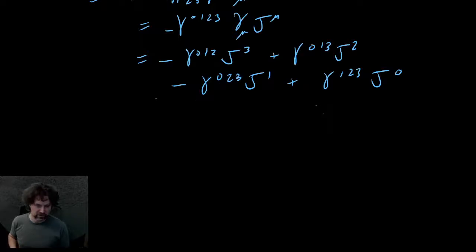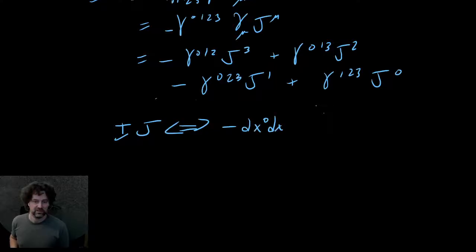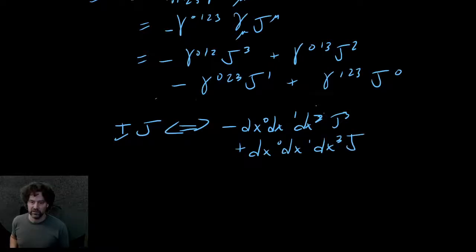So now we have a correspondence between J in differential forms that is going to be minus dx^0 dx^1 dx^2 j^3 plus dx^0 dx^1 dx^3 j^2 and so forth. You notice that we have here 0, 1, 2, 3. Here we have an odd permutation of 0, 1, 2, 3, so the sign is flipped.